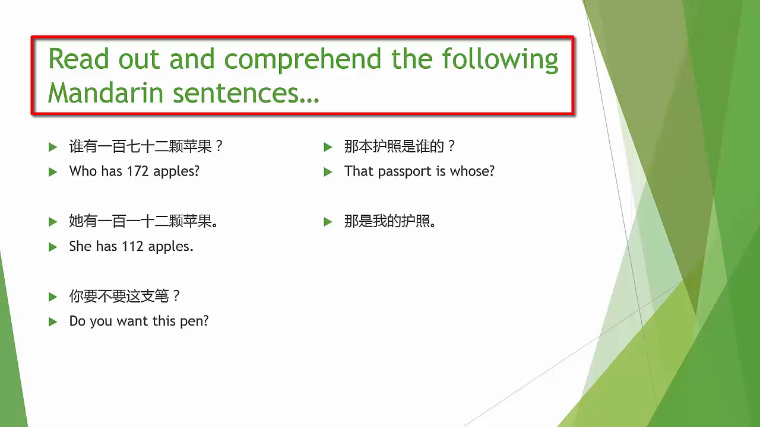Okay, this is my answer. Can you understand what it means? Okay, so my answer is 那是我的护照. It means that is my passport. Okay, and if you notice, my passport doesn't need a quantifier in between. Just say 我的护照, as you have seen in the earlier example, in the last section of exercise.